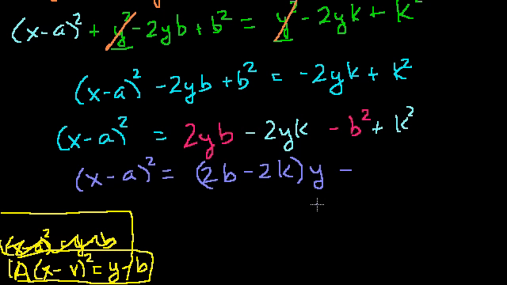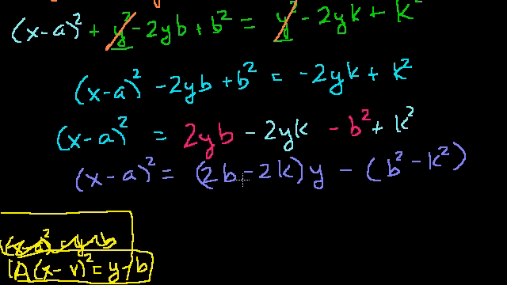let me think about this. This would be minus b squared minus k squared, right? If I expand this minus out, you would get minus b squared plus k squared. So this is the same thing right there. And let's see, can I factor out?